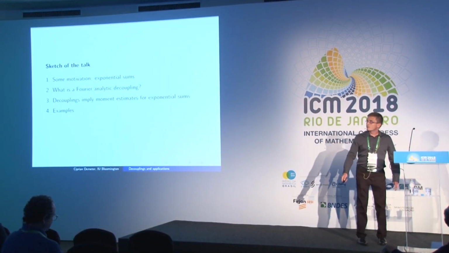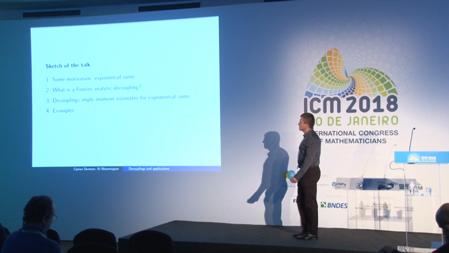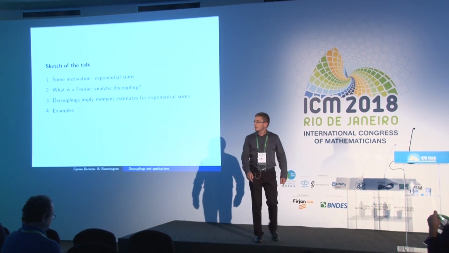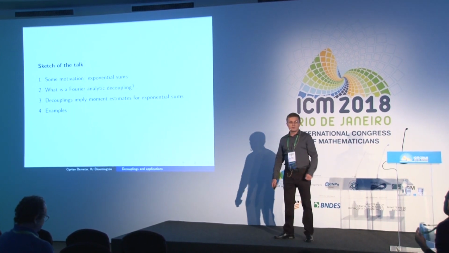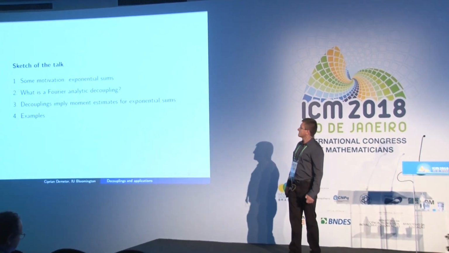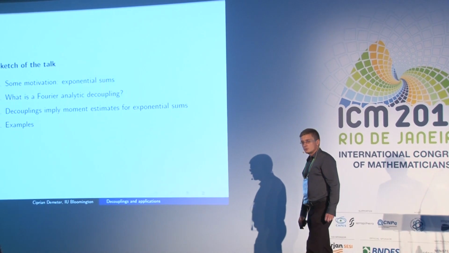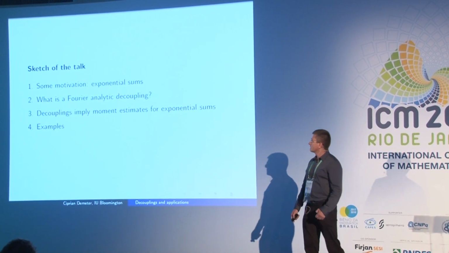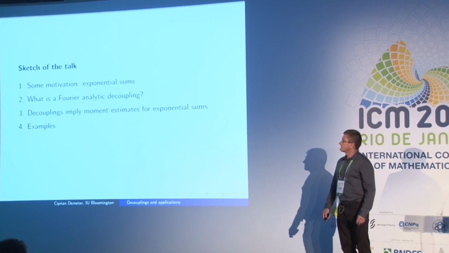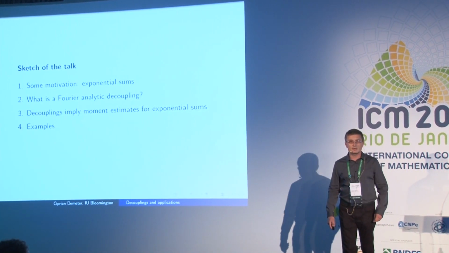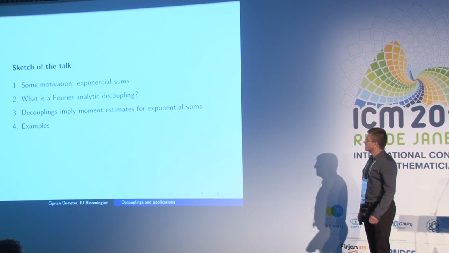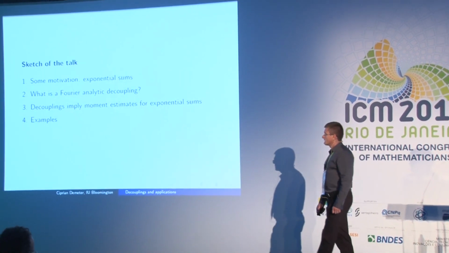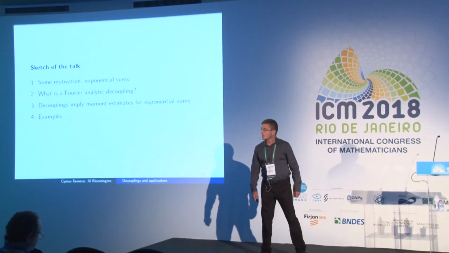So in terms of the overall plan for the talk, I want to think about it as being divided into roughly 4 parts. I will start by giving you some motivation and introducing exponential sums. Then I'm going to introduce decoupling as an abstract Fourier analytic tool. I'm going to show that decouplings do imply most of the time sharp estimates on exponential sums. And at the end of the talk, I'm going to advertise a few examples.